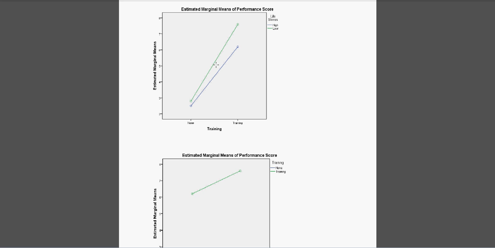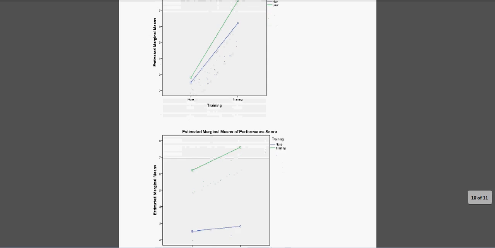If there was an interaction, we might see that this high stress group, for instance, the line would go from here to here. Like they would start off high and they would end high. Or maybe it would be way down here. Maybe after training they would still be low. And that would tell us that training had a different impact for the high stress group. That's what a significant interaction would look like. In this case, we don't really have one.